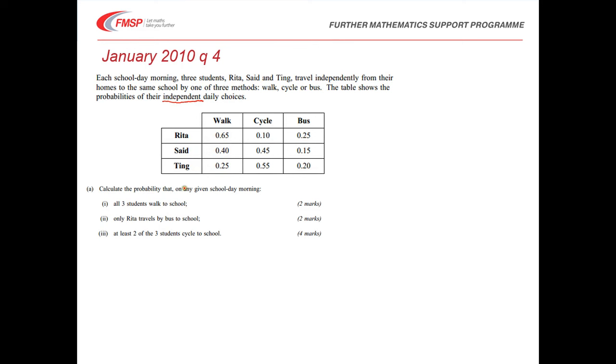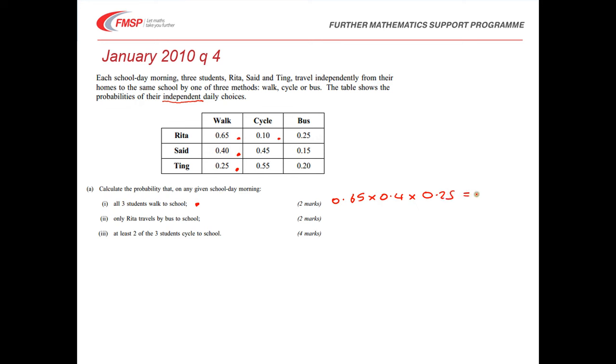So, calculate the probability that on any given school day morning, all three students walk. So what we're doing here is we're picking up Rita walking, Saeed walking, and Ting walking. Okay, so I'll mark those in red splodges. So to do this, because they're independent, we can apply the multiplication rule here. So we're going to have Rita walking and Saeed walking and Ting walking.